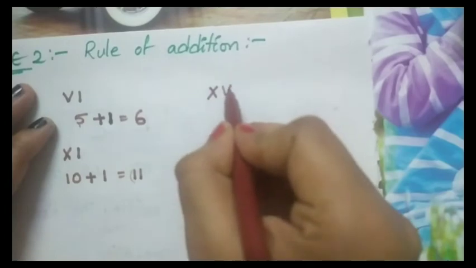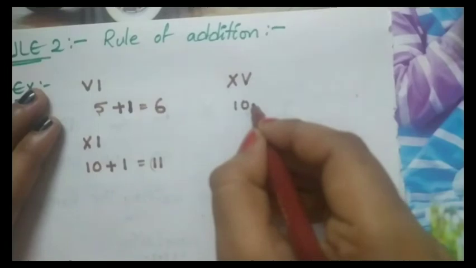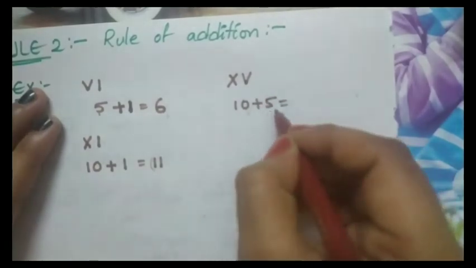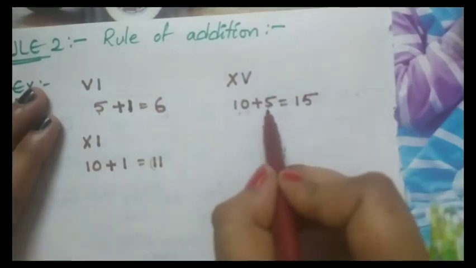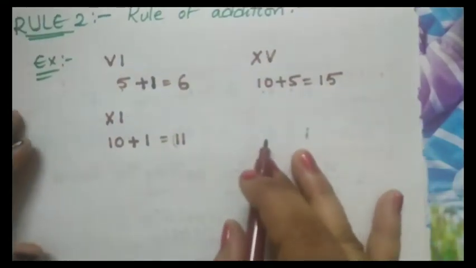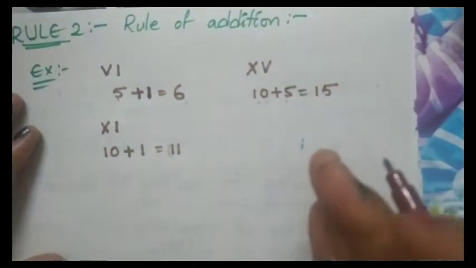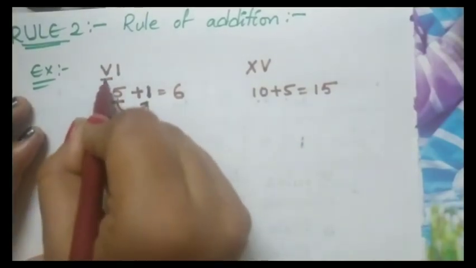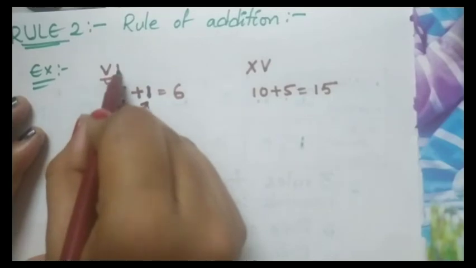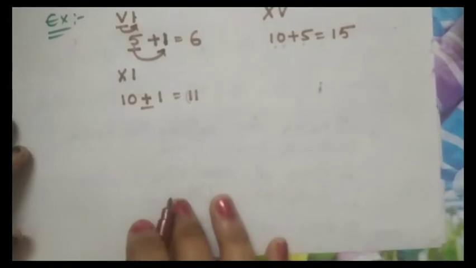XV. X means 10 and V means 5. 10 plus 5 is 15. Here 10 is greater than 5. The rule of addition is that a numeral written after a numeral of greater value means we have to do addition. Okay, addition.